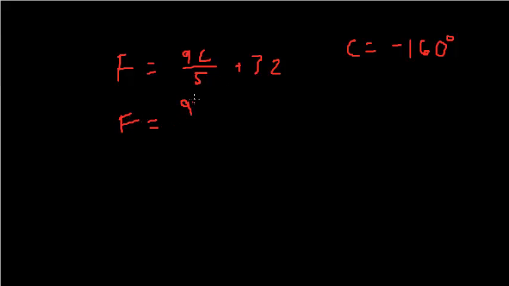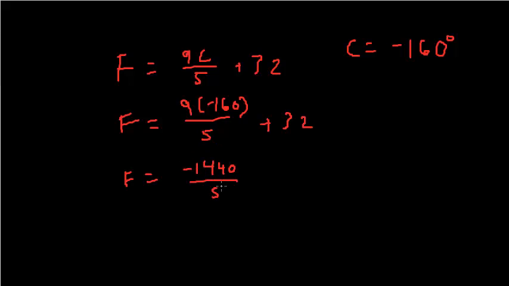So F is equal to 9 times negative 160 all over 5 plus 32. Now, according to our order of operations, we multiply 9 times our negative 160 first. So Fahrenheit is equal to 9 times negative 160, which is negative 1,440 over 5 plus 32. Negative 1,440 divided by 5, we do that division before adding, and we get negative 288 plus that 32.